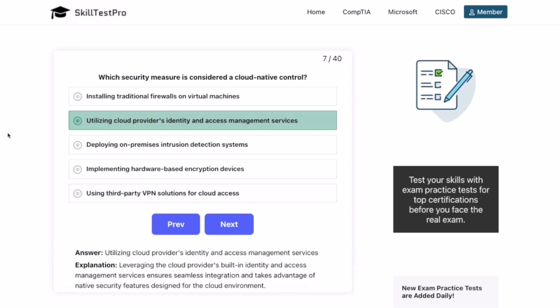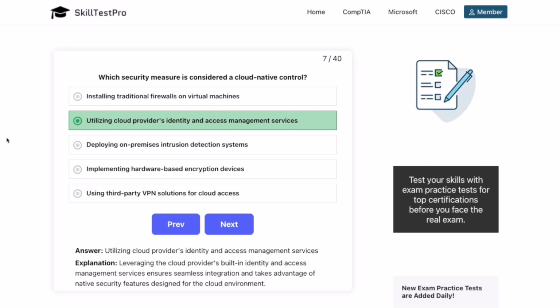The correct answer is utilizing cloud providers' identity and access management services. Leveraging the cloud provider's built-in identity and access management services ensures seamless integration and takes advantage of native security features designed for the cloud environment.